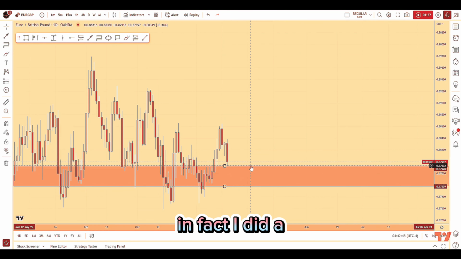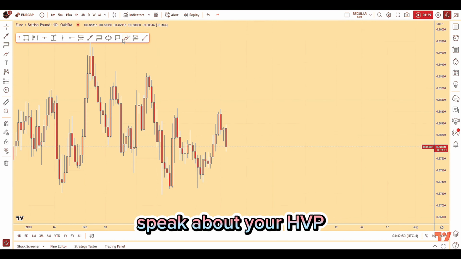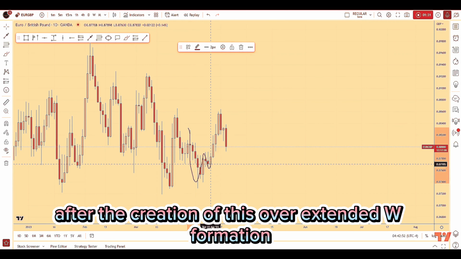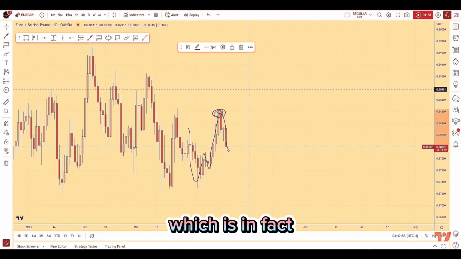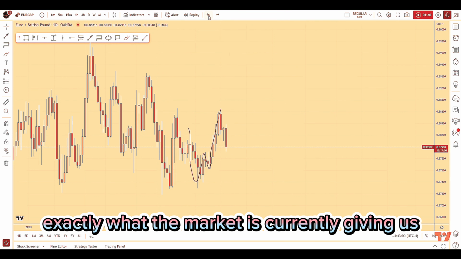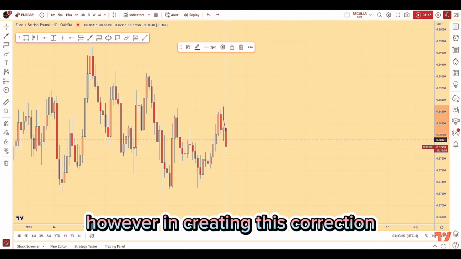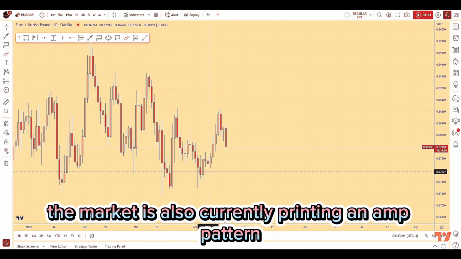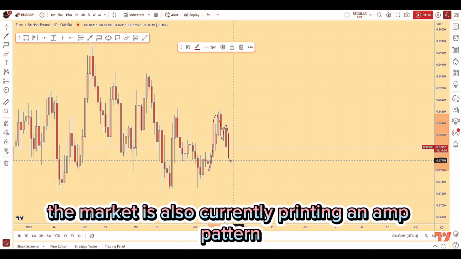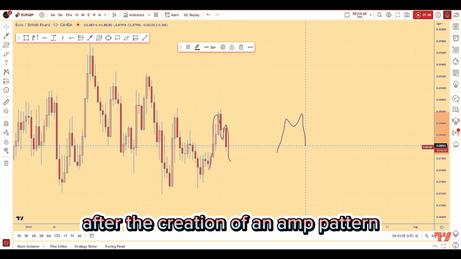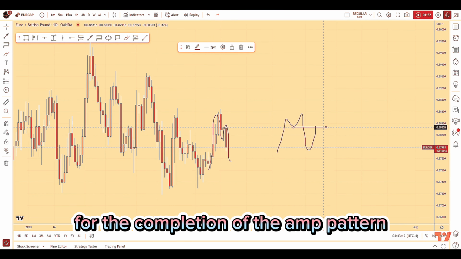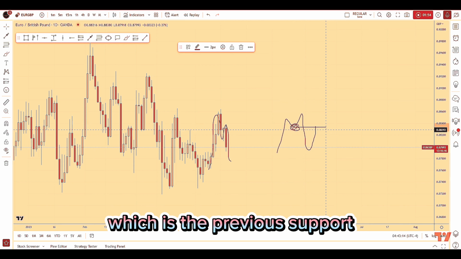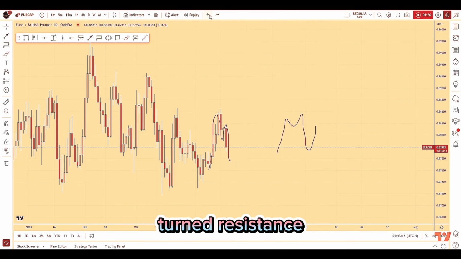In fact, I did speak about Euro GBP a few days ago after the creation of this overextended W formation. I explained all the reasons for which we could expect a potential correction, which is in fact exactly what the market is currently giving us. However, in creating this correction, the market is also currently printing an M pattern. And in general, after the creation of an M pattern, what we could expect is a potential rejection to the upside for the completion of the M pattern at the neckline, which is the previous support turned resistance.